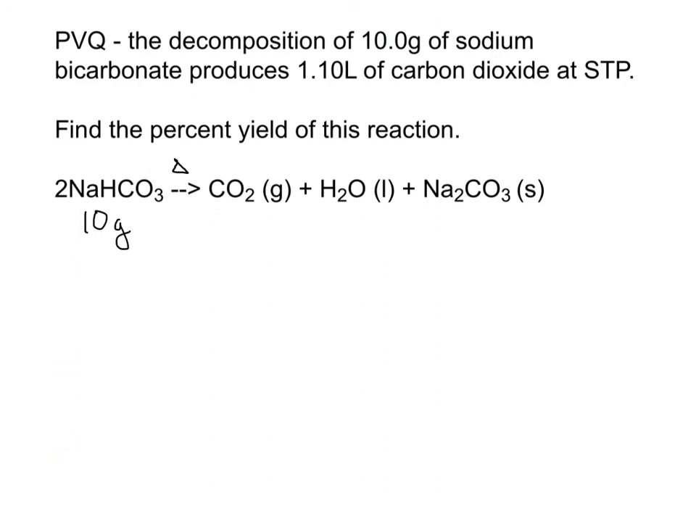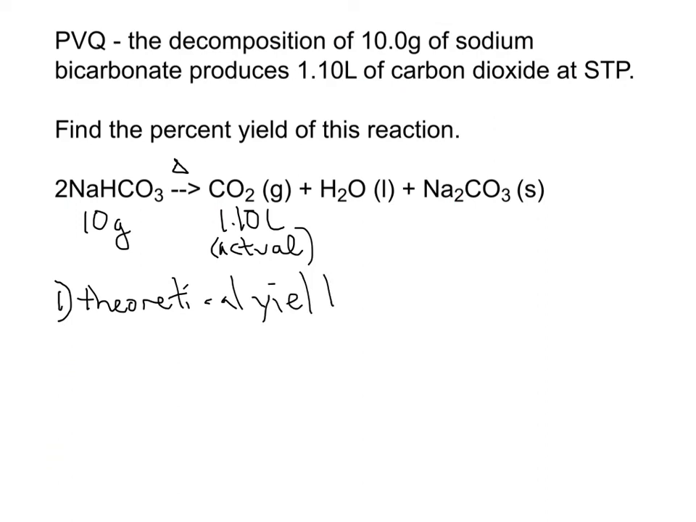Okay, and we actually collected 1.10 liters. So that's our actual yield. So this is going to be kind of a 2-step process here. The first thing you're going to have to do is find the theoretical yield of carbon dioxide. So you're going to need to do a problem to work that out. That's a stoichiometry problem. And then secondly, you're going to do the calculation to determine the percent yield.